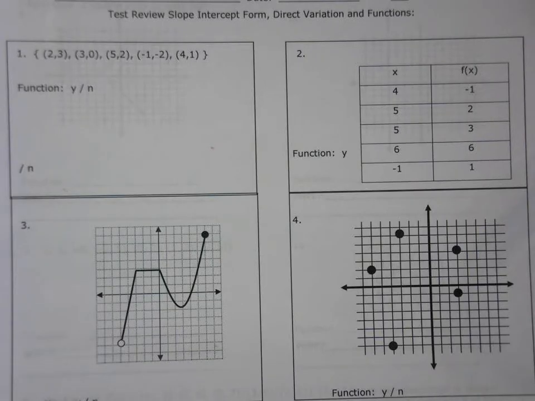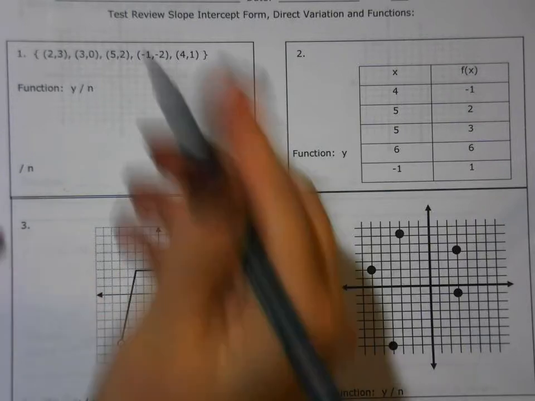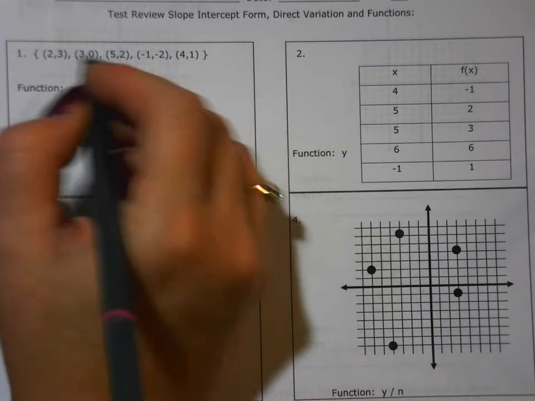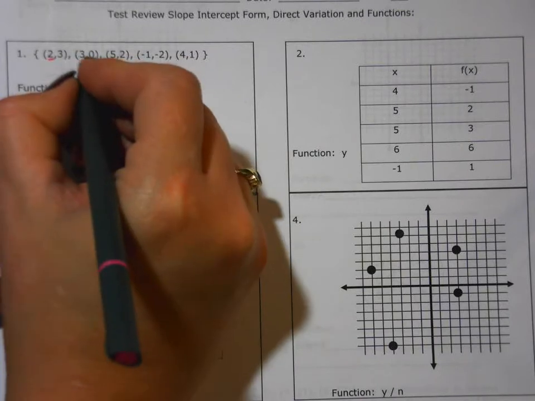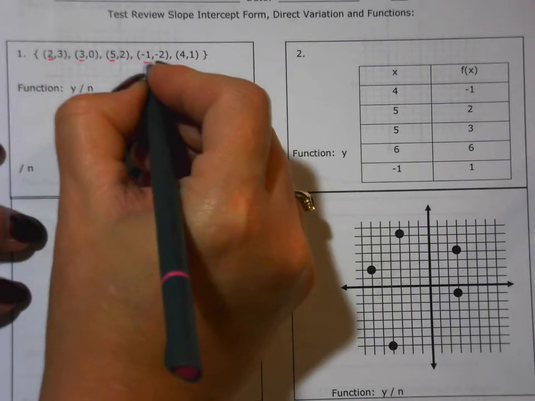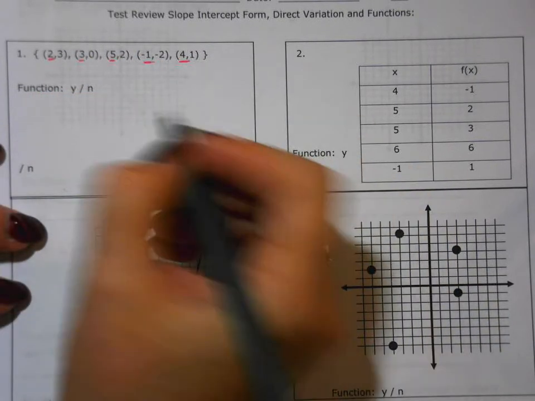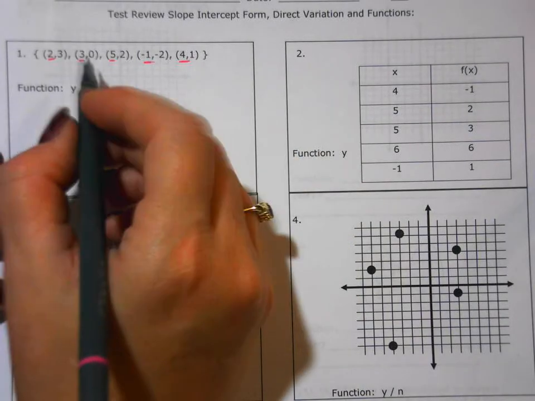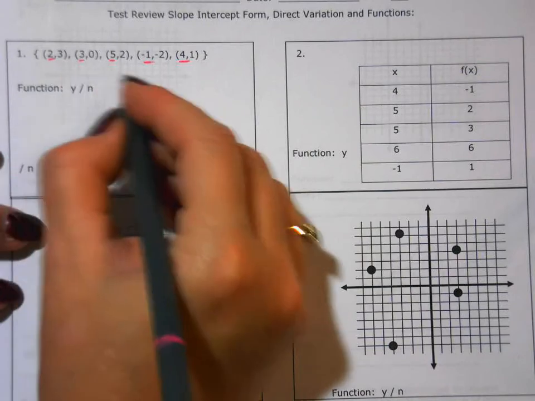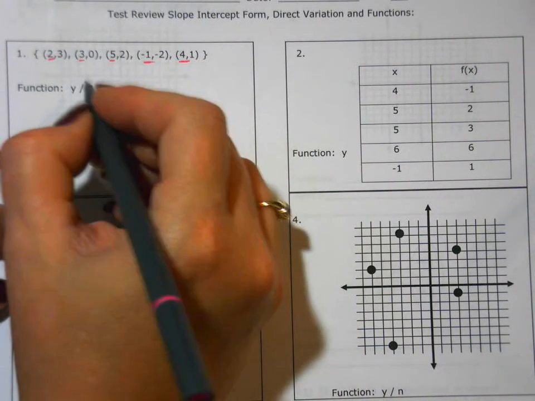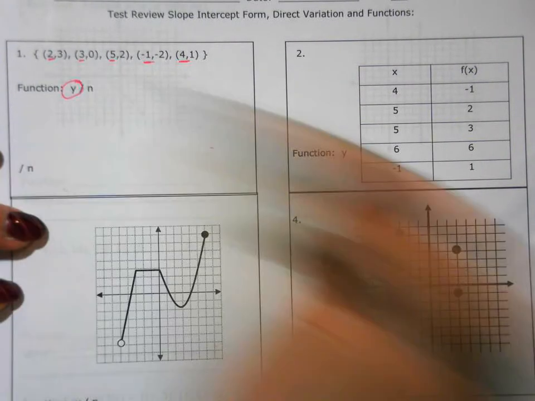Okay, here's the review for the slope-intercept form, direct variation, and functions. So first off, we're going to look to see if it is a function. So we're going to look at our x values and see if they repeat. And since this one does not repeat, for every input there's exactly one output, for every x there's exactly one y value, and that means that this is a function.